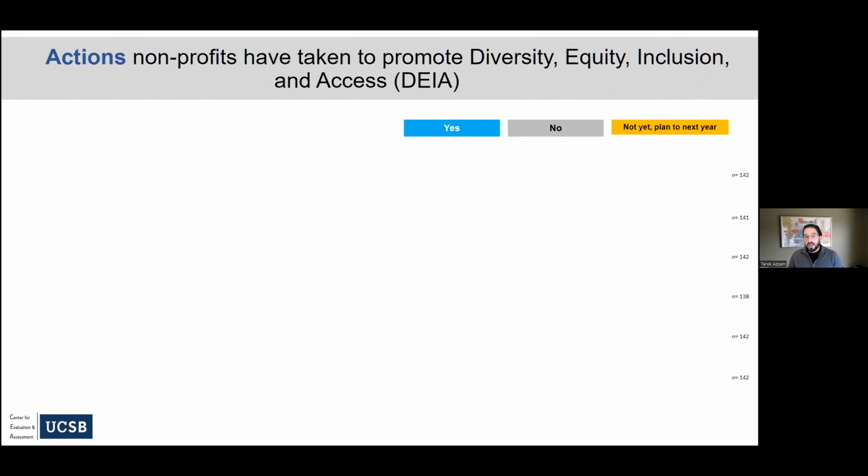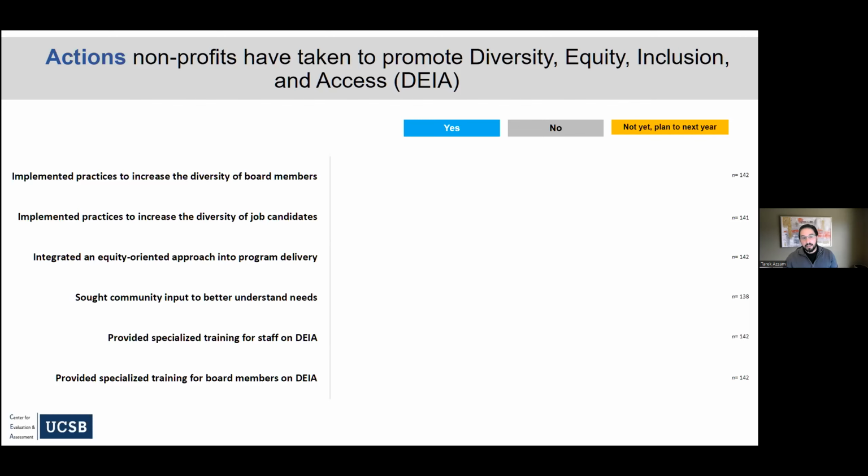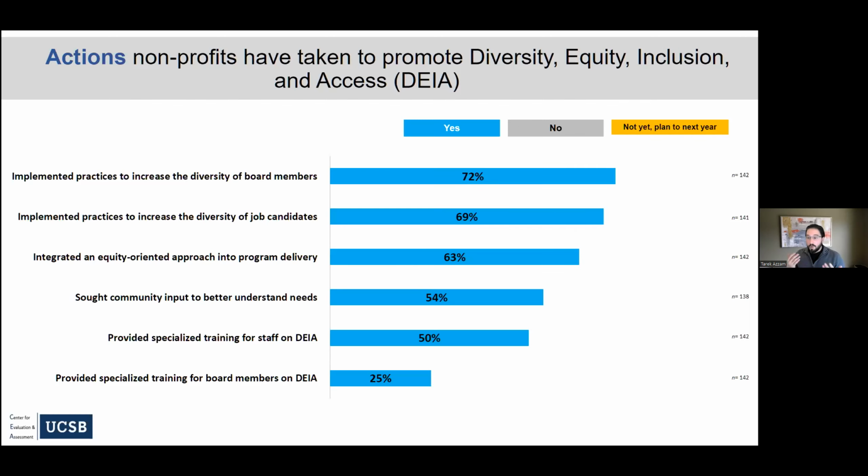The next question we asked was actions nonprofits have taken to promote diversity, equity, inclusion, and access. And this was really interesting because this question asked about what are you currently doing or have done in the past? What do you plan to do in the future? And then what are things that you're not necessarily planning to do? And so what I wanted to highlight were the different elements that emerged there.